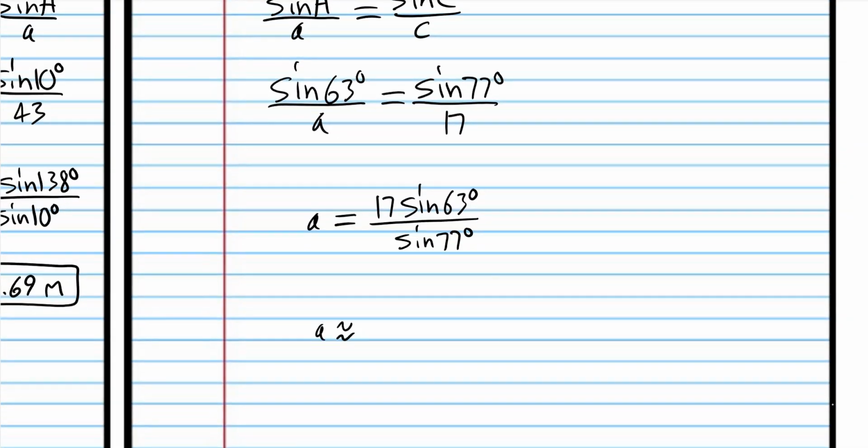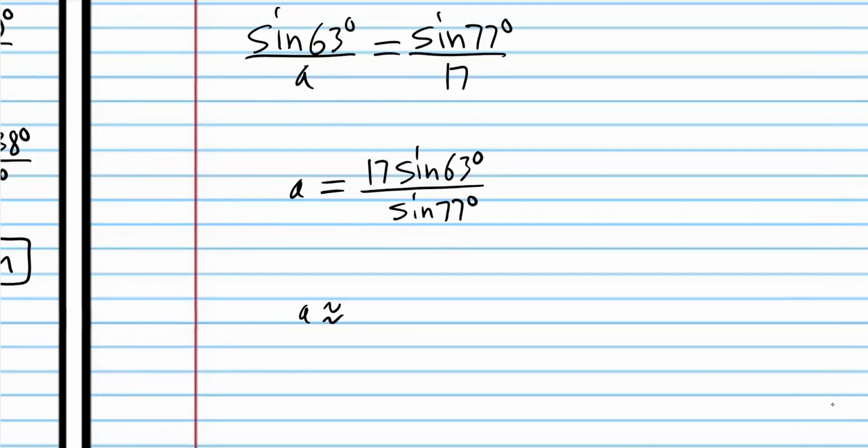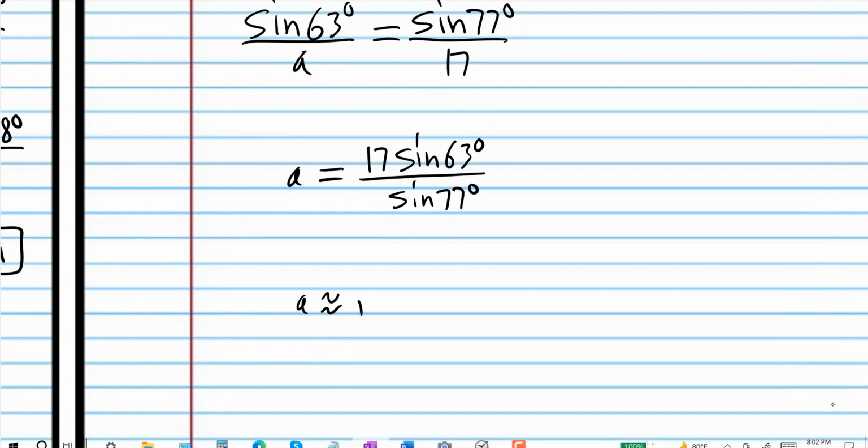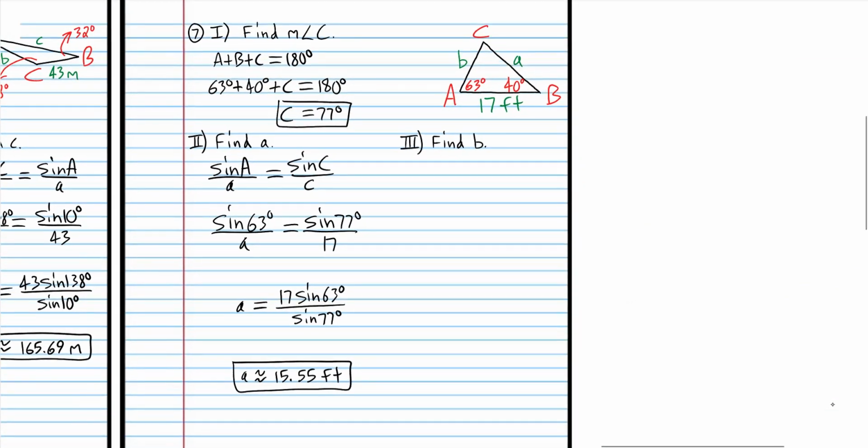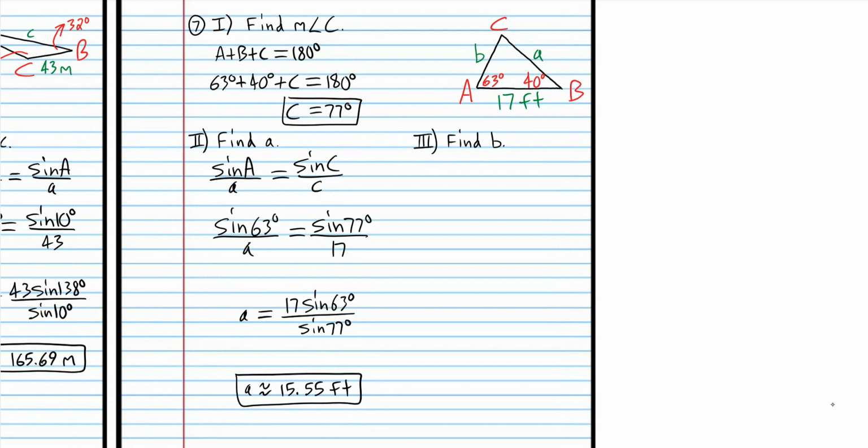So if we use our calculator, 17 times sine 63, enter, divided by sine 77, enter. And we get 15.55 feet. And make sure you write feet. If you didn't write feet, go back and write feet. You need to write your units.